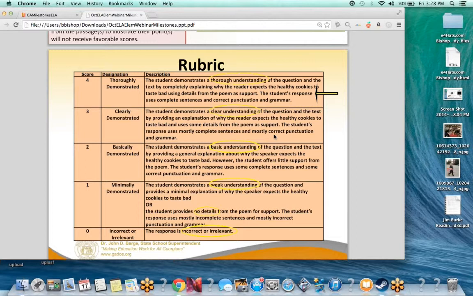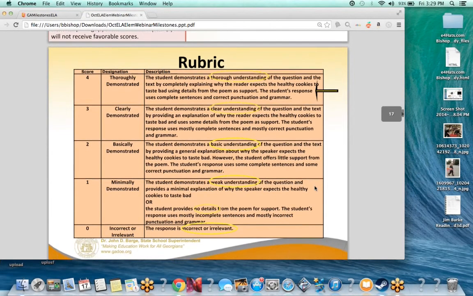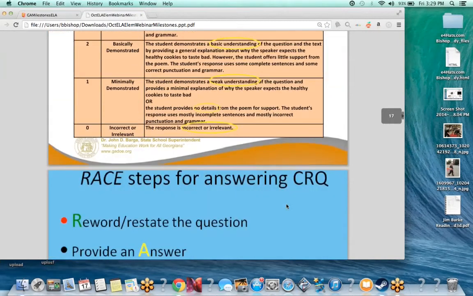So this isn't the exact rubric that we will always have for our writing, but this is an example. And I think you can tell from the descriptors that in this one, it actually mentions healthy cookies, and that's because this rubric is specific to the question. And that's going to be the case with the rubrics that we will have for our constructed response. We'll see examples here in a moment.